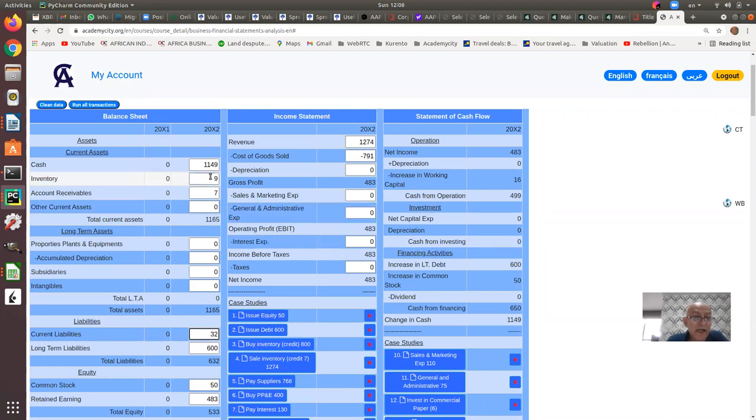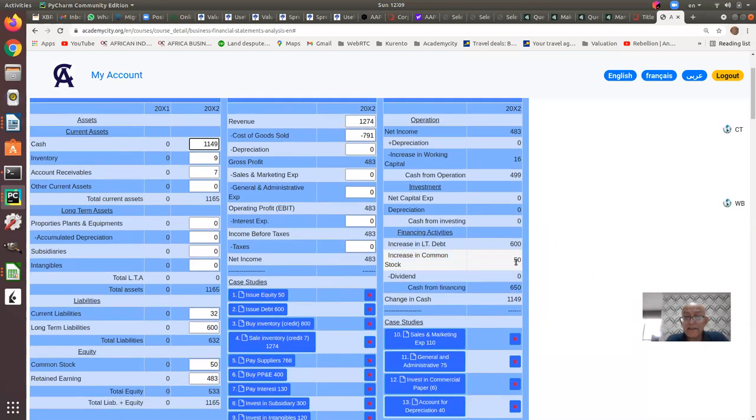My working capital now is 9 plus 7 is 16. But this time the current liability is only 32. So the increase in working capital would be only minus 16. Minus minus would give me 16. Oh, now I want to understand how the cash went up from zero to 1149. Let's go over it again.